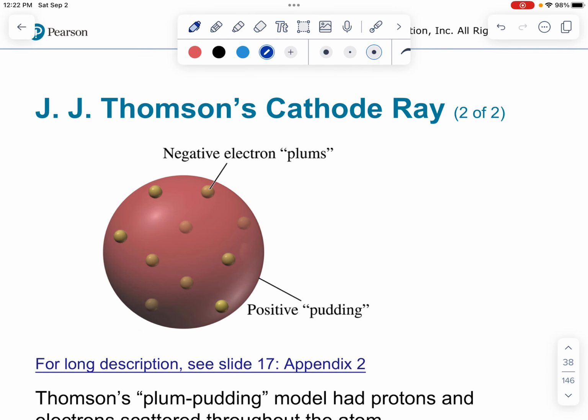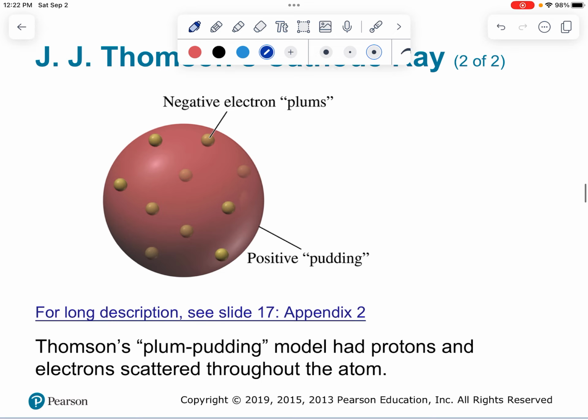Here we go. Better drawing than mine. So we have this positively charged pudding and negatively charged electrons scattered throughout.